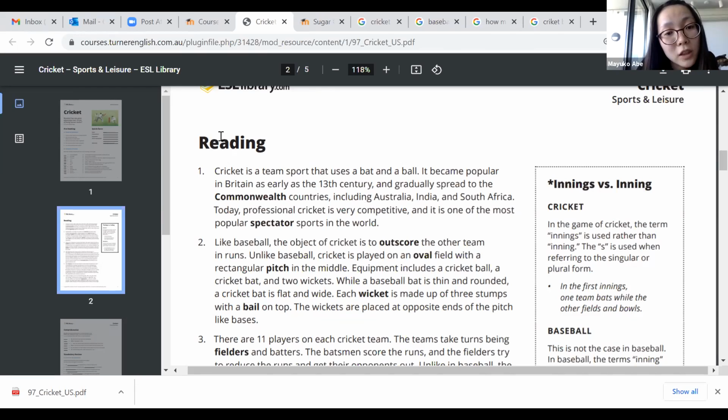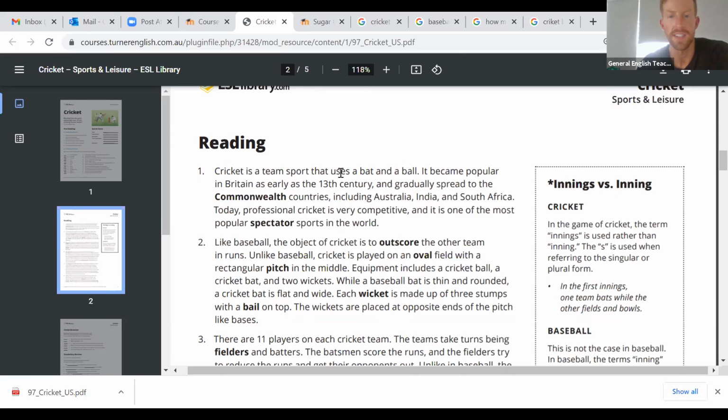Cricket is a team sport that uses a bat and ball. It became popular in Britain as early as the 13th century and gradually spread to the Commonwealth countries, including Australia, India, and South Africa.